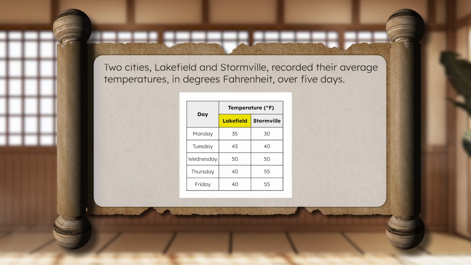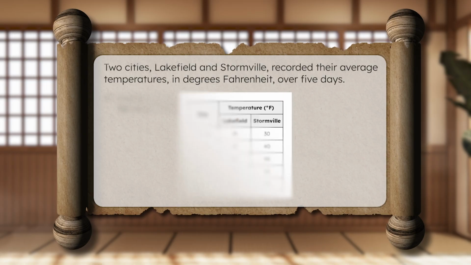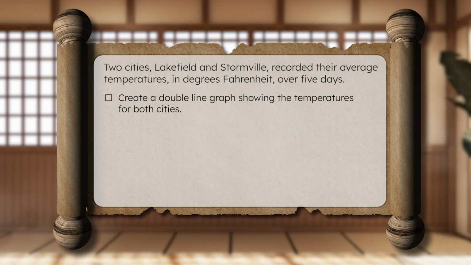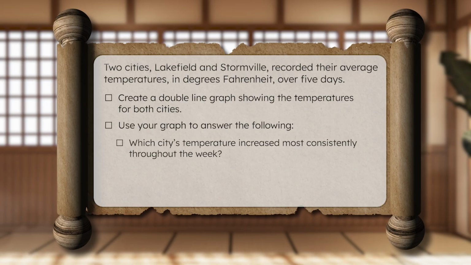Two cities, Lakefield and Stormville, recorded their average temperatures in degrees Fahrenheit over 5 days. Create a double line graph showing the temperatures for both cities. Use your graph to answer the following. Which city's temperature increased most consistently throughout the week?